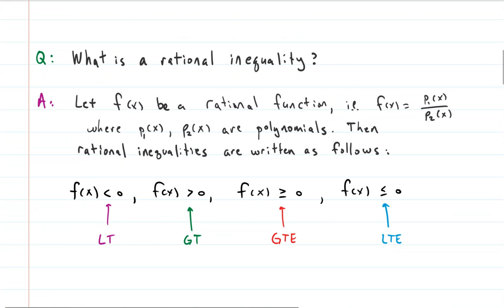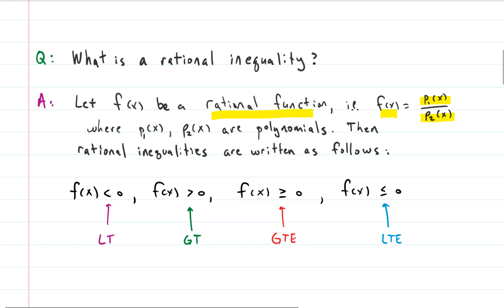What is a rational inequality? Good question. So a rational function, that's probably a good place to start, is a function, we can call it f, where it's a fraction and you have a polynomial on the top, we'll call that p1, and a polynomial in the bottom of the fraction, we'll call that p2. So p1 divided by p2, both p1 and p2 are polynomials, and you've got a rational function.